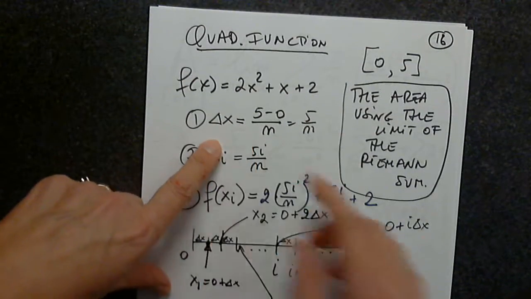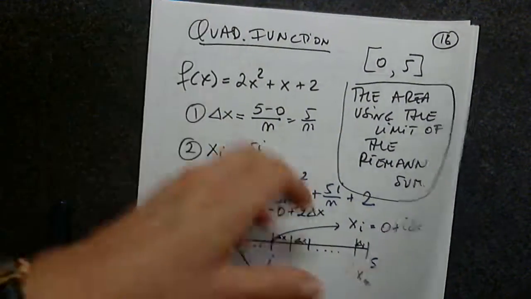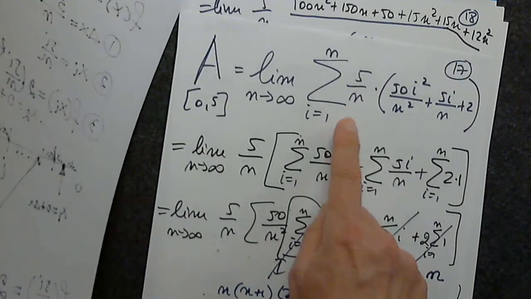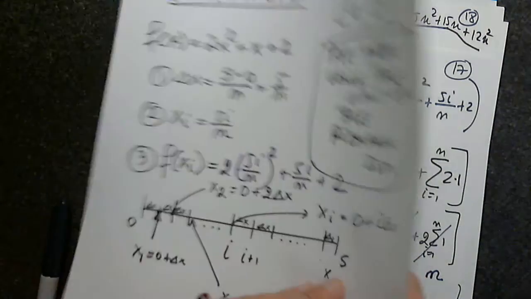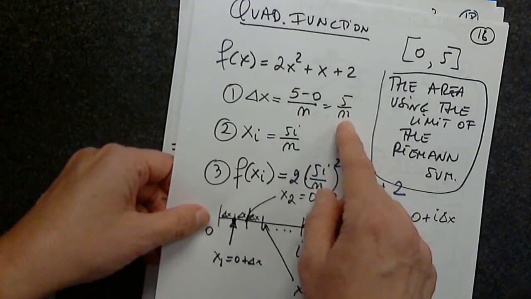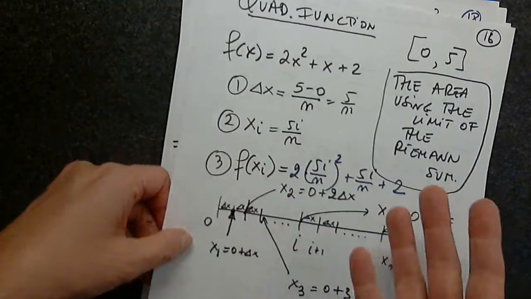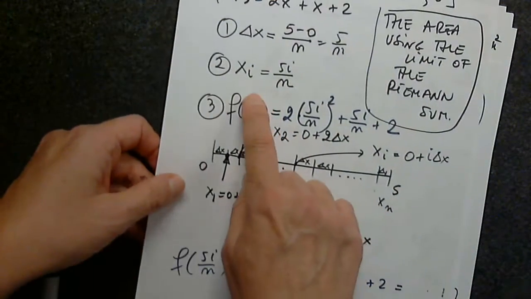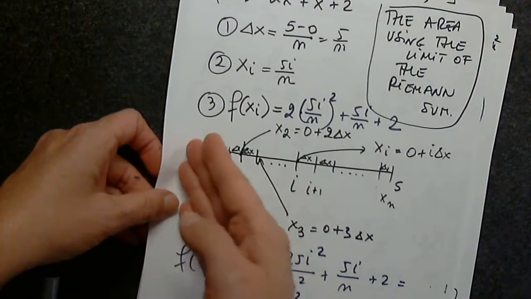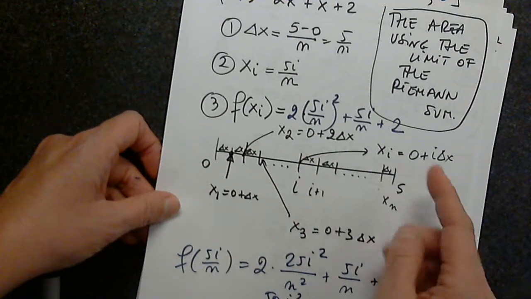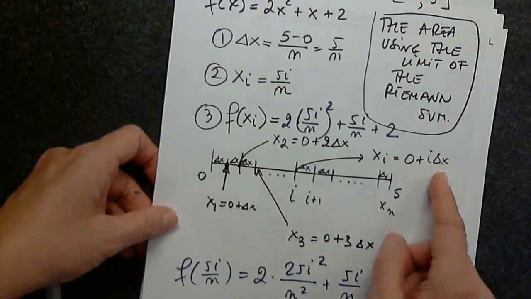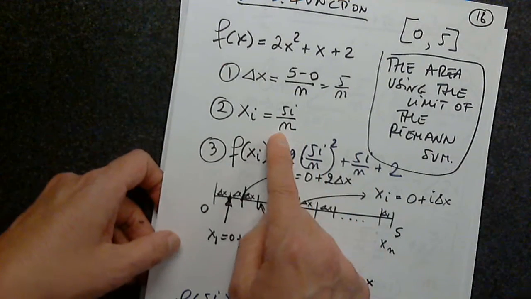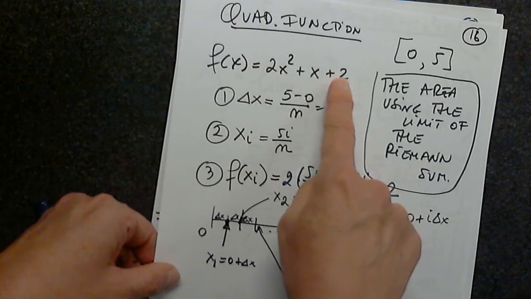Good. So then, first I have to find delta x. Question is, why am I finding delta x? Because I need it here. So delta x is 5 minus 0 over n, which is 5 over n. Then I need xi. Why am I determining xi? Because I need it here. What is xi? It is the leftmost point plus i intervals times delta x, the width of each. So that's why we get 0 plus i times 5 over n, and we plug this into the function.